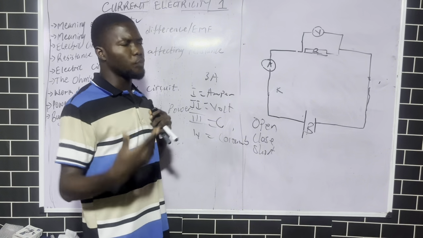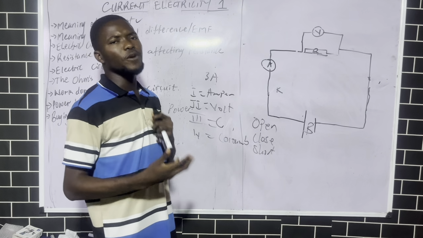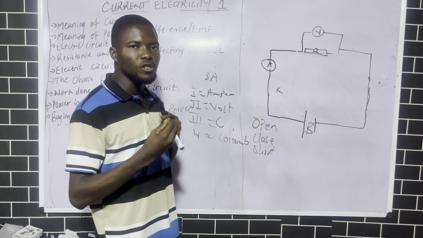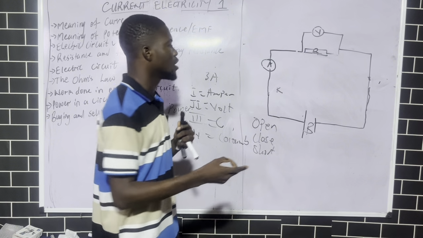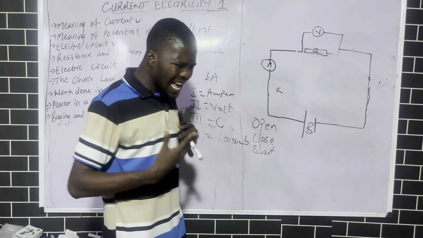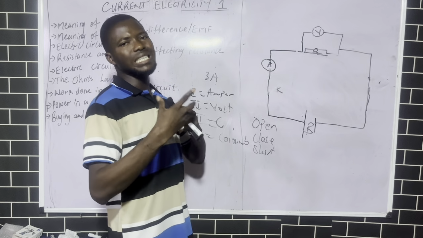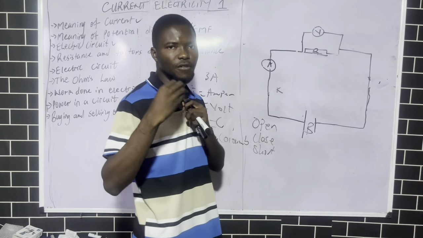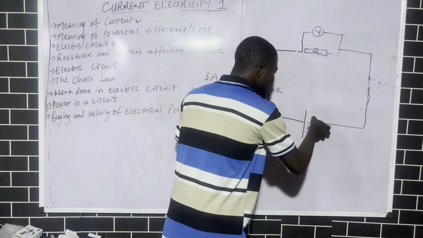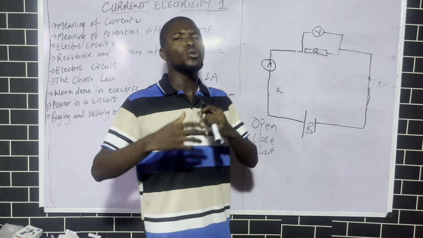Before I talk about what potential difference is, potential difference is actually the energy needed to move a positive charge, or to move one coulomb of charge, from one point to another point in the circuit. The energy, take note, the energy needed to move a positive charge or one coulomb of charge from one point to another point. That's what we call potential difference.